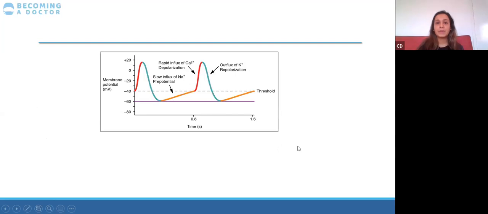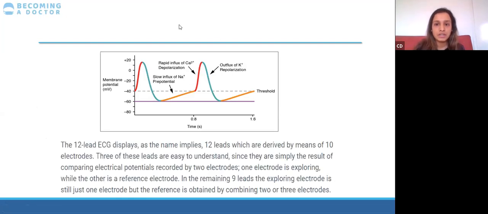Okay, so what I mentioned earlier was that you need to think about ECGs in terms of electrical potential and changes in the electrical potential of the heart. So the 12-lead ECG is derived by means of 10 different electrodes. Three of these leads are quite easy to understand, so they're just the comparison of electrical potentials from 2 electrodes, one being the exploring and one being the reference. But in the remaining 9 leads, the exploring is just 1, and the reference is obtained by combining 2 or 3.